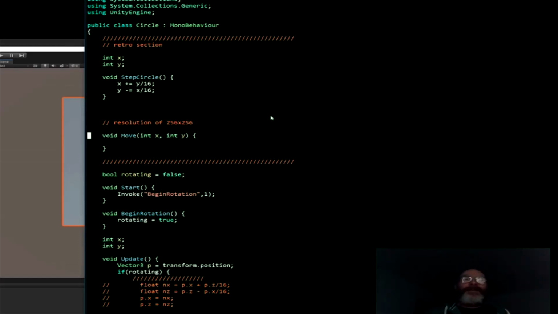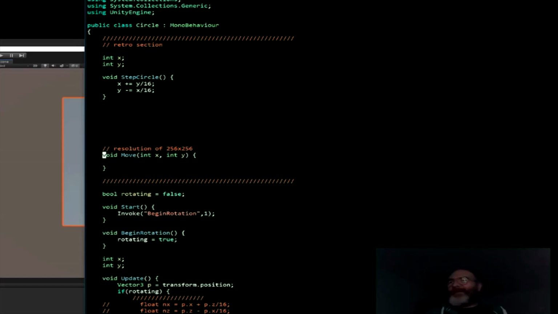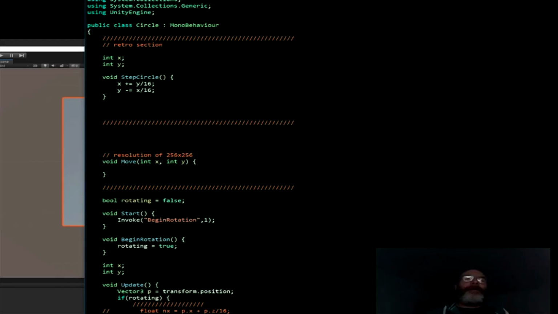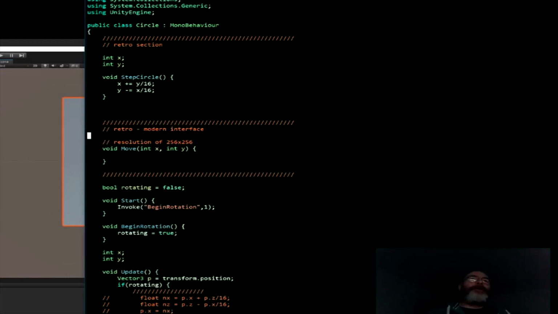Okay, that is actually, this is one of those things, right? This is sort of retro, but isn't. So this is actually now a little bit of a lesson in architecture, because I feel as well, why don't we throw that into, I hit the wrong button. There. This is the retro section. This is the retro modern interface.